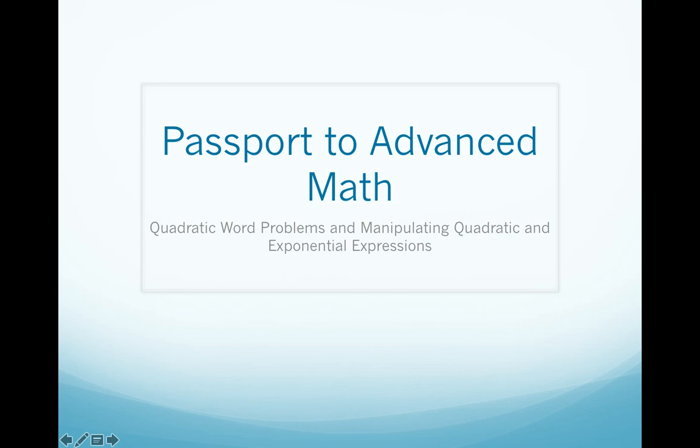Today, we are going to deal with quadratic word problems. So things like throwing a ball into the air, for example, and then exponential and quadratic expressions and how we can solve for a missing variable.